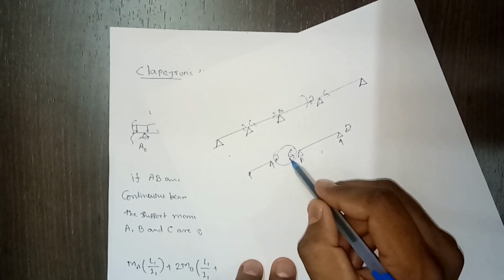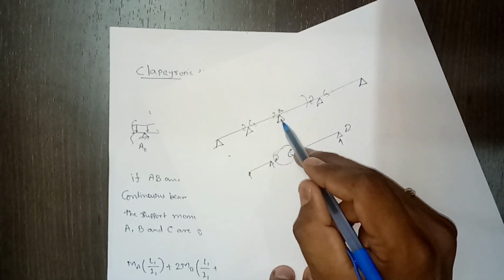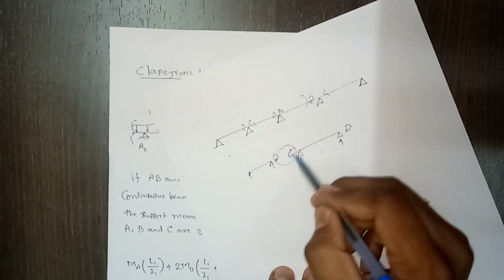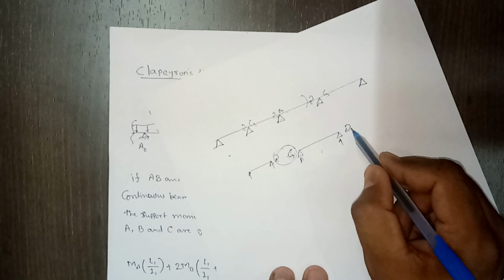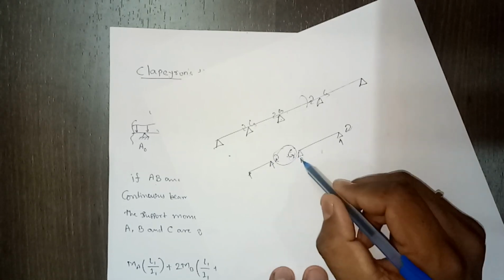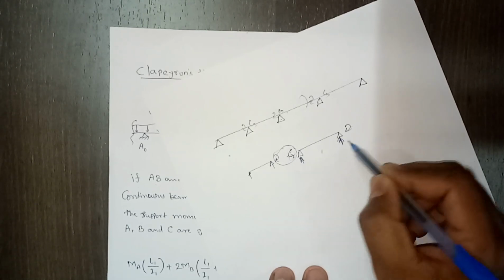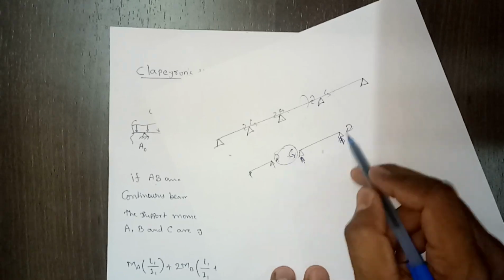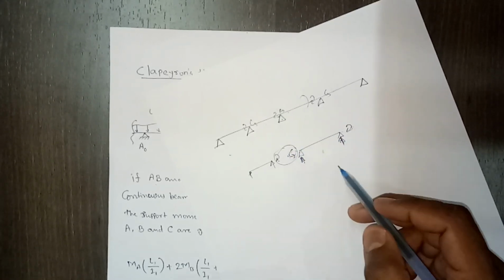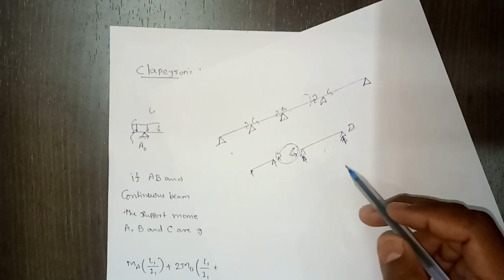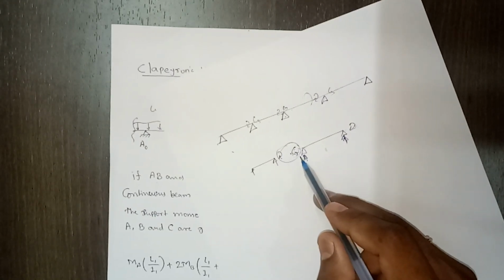So these internal moments are developed at the supports, and the main unknowns in this beam are these support moments. If you know these support moments, then easily you can calculate these vertical reactions. So it is then like a simply supported span but with moments. But because of this continuity, these moments will generate.